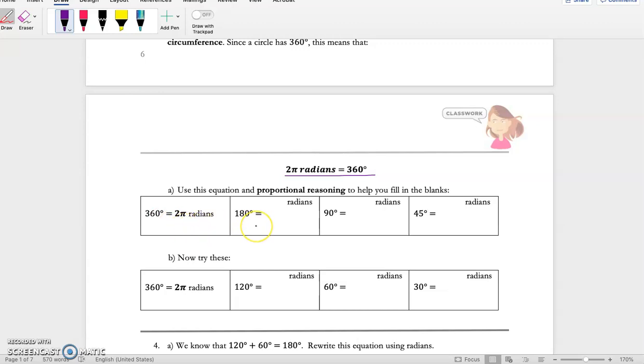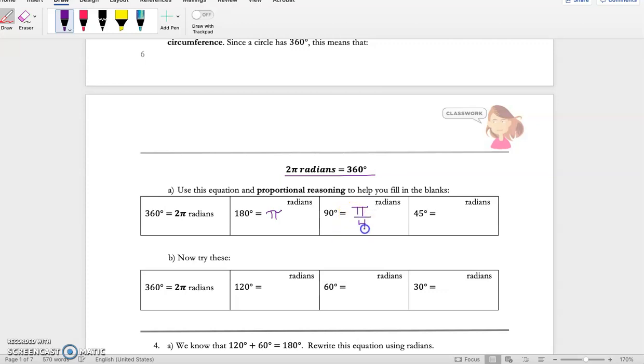So how many radians are in 180 degrees? In order to figure that out, we have to divide both sides by 2. You're absolutely correct, right? 180 is half of 360, so half of 2 pi is just 1 pi, or pi. Okay, now we think about 90 degrees. What is the relationship to 360? Well, 90 degrees is a fourth of 360. So it is pi over 2 radians.